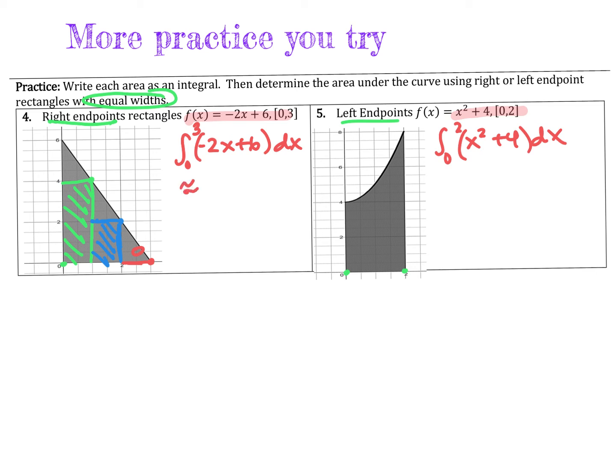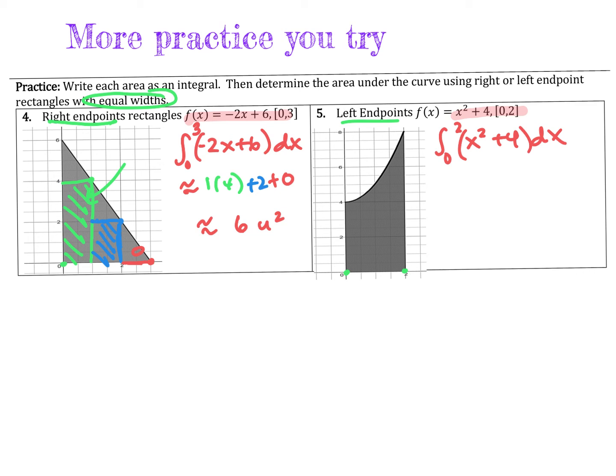So using what I came up with, the area of this rectangle is going to be, the width is 1, so 1 times the height is 4. The area of my blue rectangle, the width is 1 again, and the height is 2, so plus 2. And the last one has an area of 0, so we're saying this is approximately 6 units squared.